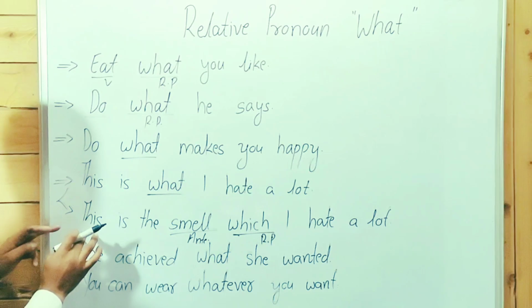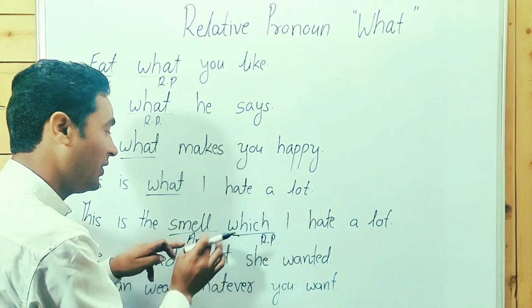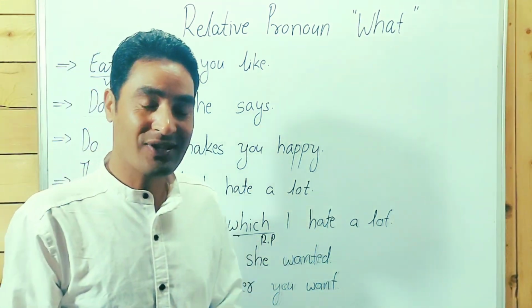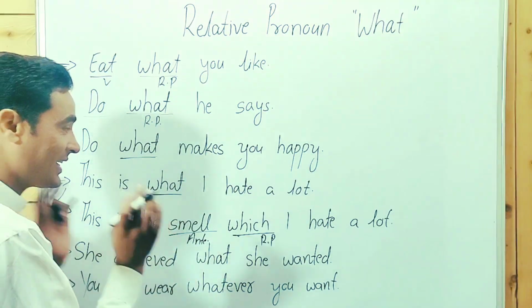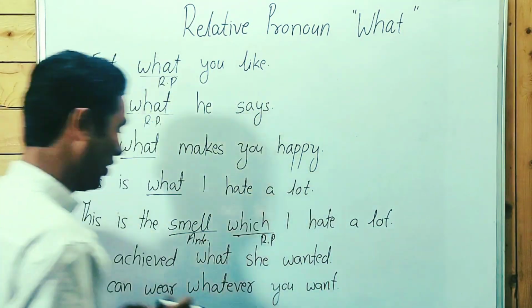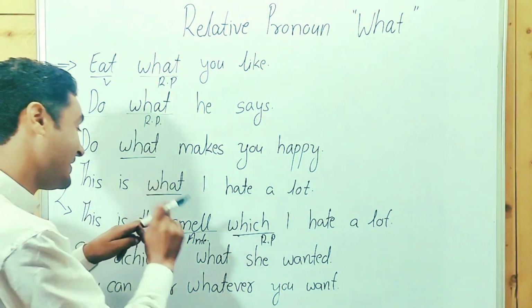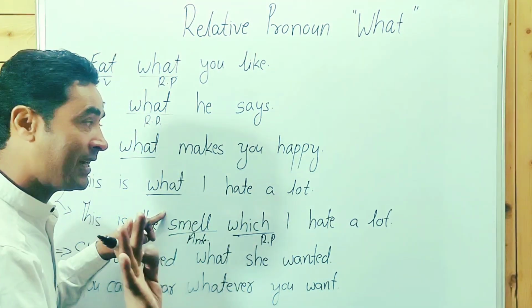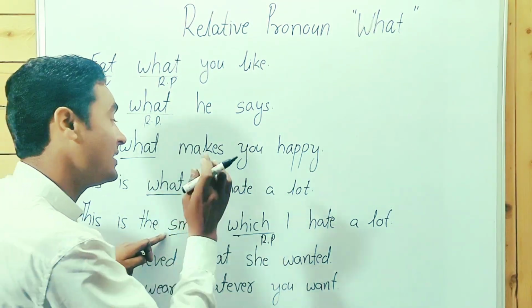That's why this is the smell which. We don't say what, we don't say who. As you know, for objects, for non-human beings, we use which as a relative pronoun. This is the smell which I hate a lot. If you write this is the same smell which I hate, it's an incorrect sentence. What you have to say is, this is the same smell that.